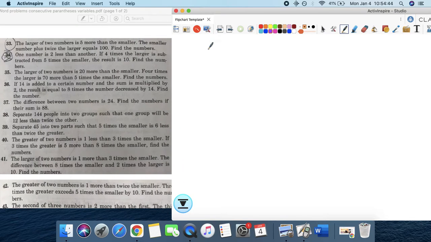Next one's 34. One number is 2 less than the other. Well, again, if one is x, the other one is x minus 2. There's my two numbers. Now, following the order, 4 times the larger, and the larger one is x minus 2, so I put it in parentheses, is subtracted from 5 times the smaller. Oops, my mistake. 4 times the larger is x, of course, is subtracted from 5 times the smaller, which is x minus 2.